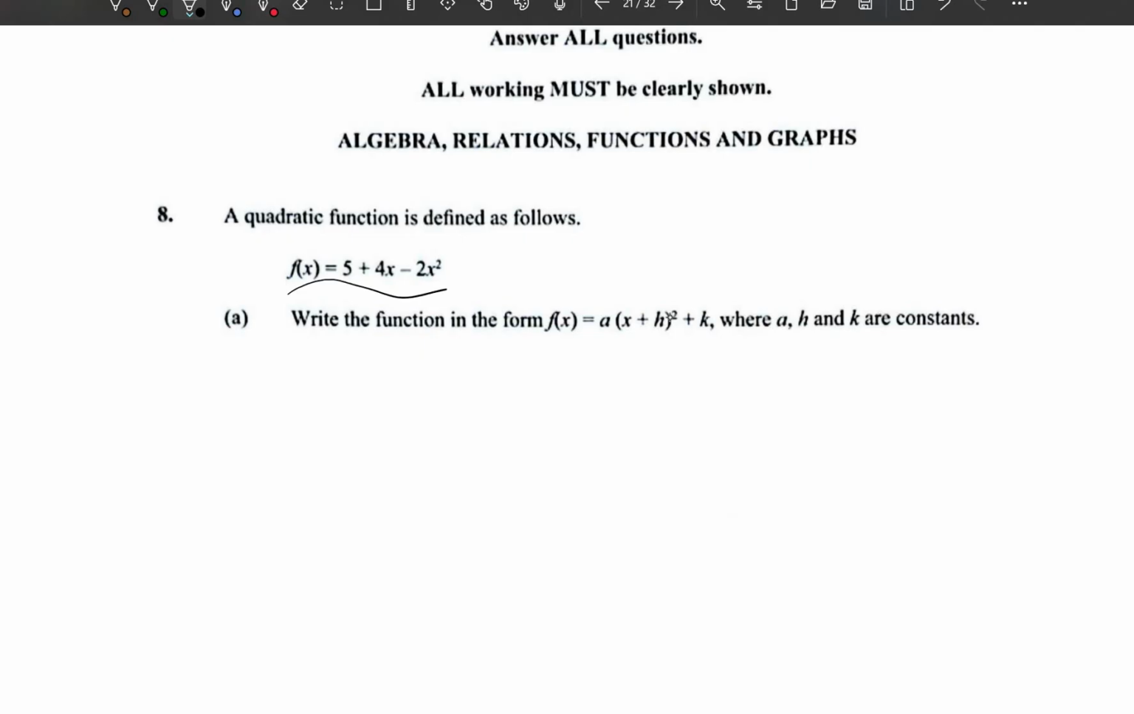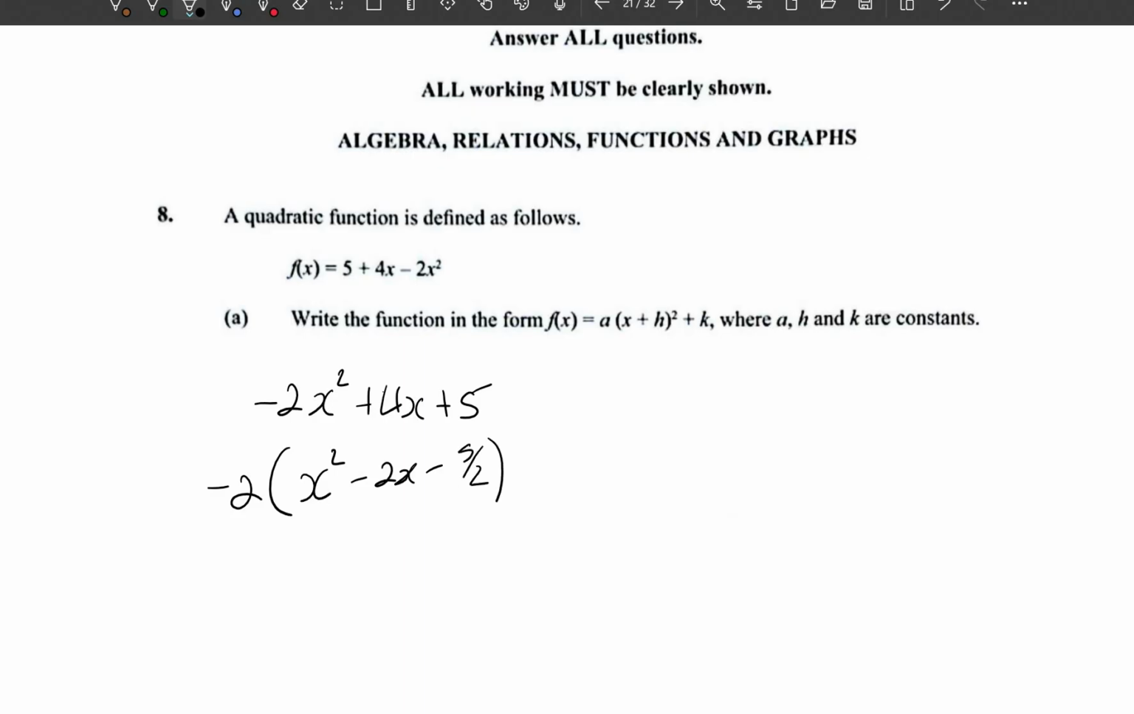They want to put this quadratic function in this particular form, which is the completed square form. Now, I know there are formulas to find h and k. I'm going to do it algebraically, but either way is fine. So we have, I'll rewrite it as minus 2x squared plus 4x plus 5. Go ahead and pull out a 2. We would then have x squared minus 2x minus 5 over 2.